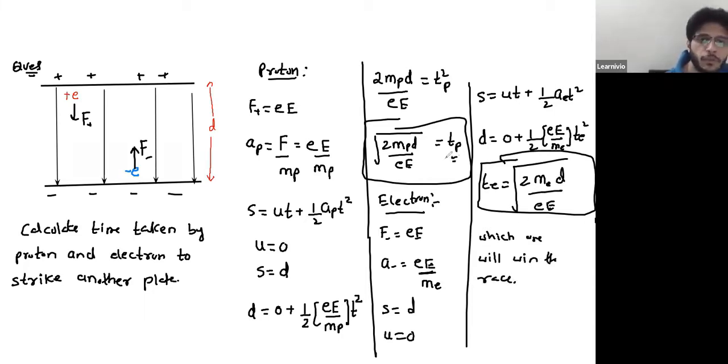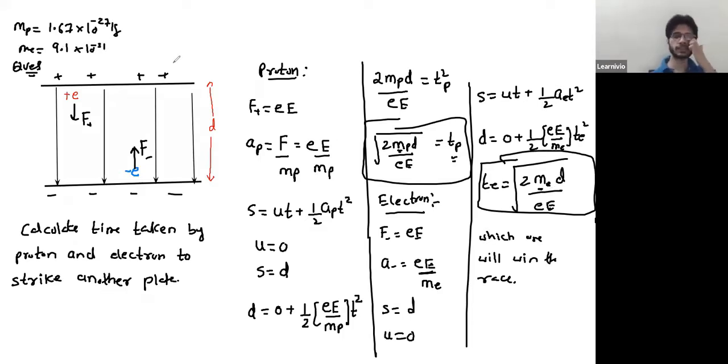The time taken by proton depends upon 2, d, E, and m. This is the mass of proton. The mass of proton is 1.67 into 10 raised to the power minus 27 kg. This is me, the mass of electron, which is 9.1 into 10 raised to the power minus 31 kg. All other parameters are the same, but the masses of proton and electron are different.